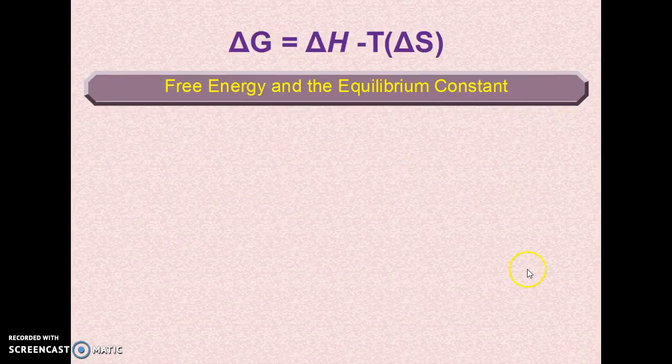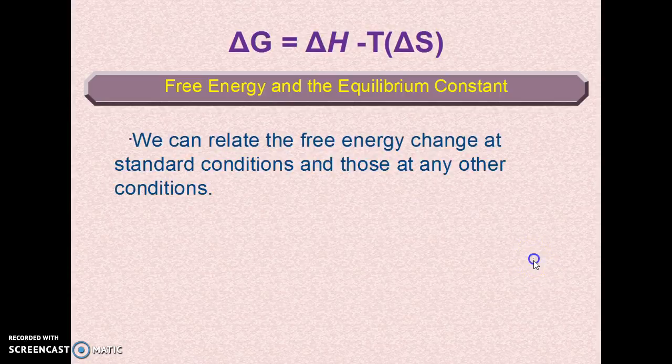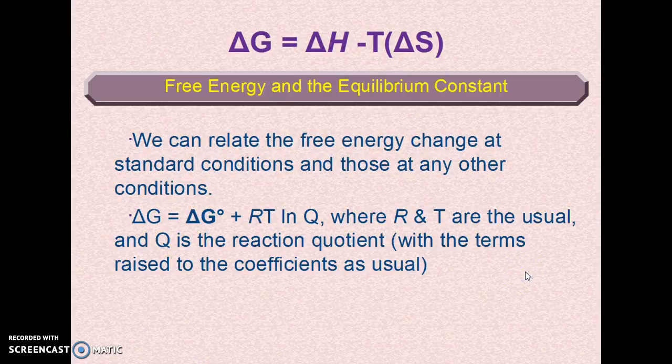Now the free energy and the equilibrium constant. This is very, very brief because you don't have to do any math. We can relate the free energy change at standard conditions and those at any other conditions. Delta G is equal to delta G0 plus RT times the natural log of Q. R and T are the usual. Q is the reaction quotient, product of products divided by product of reactants raised to their coefficient powers.